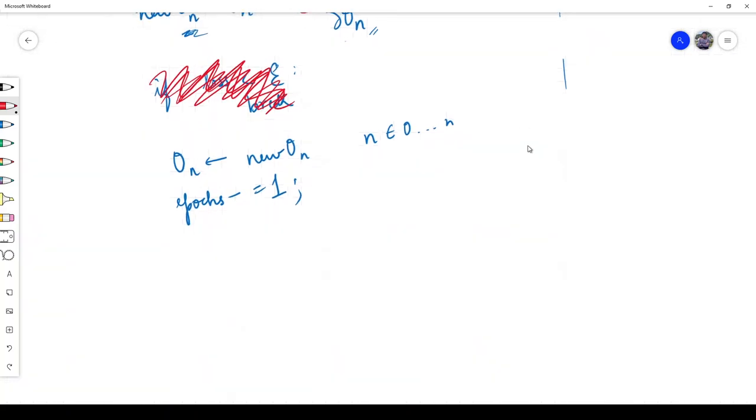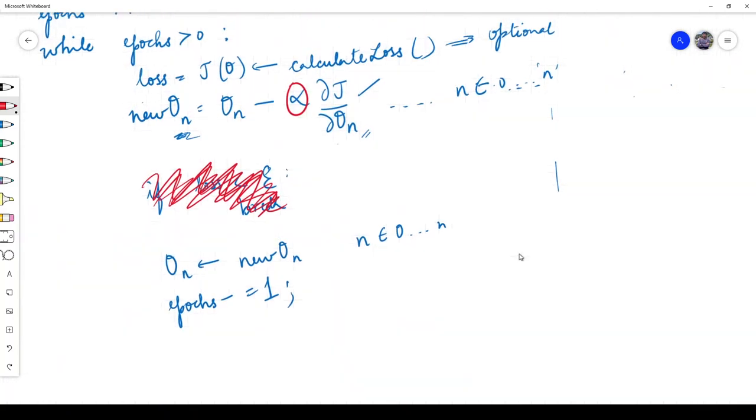Some constant. If you guys remember, I said there were two points in the slope curve. There is a magnitude and there is a direction, right? Because if you differentiate at any point, there's the magnitude of the slope and there's also the direction of the slope. Now, if I multiply the magnitude with a constant, what happens?